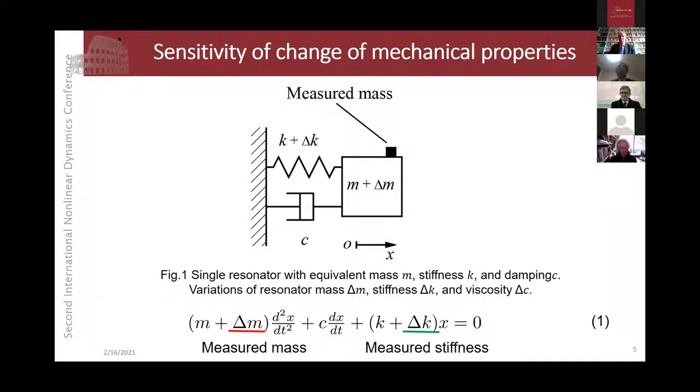Okay, let us consider the single degree of freedom resonator as in figure one, with mass M, viscous damping coefficient C, and stiffness K. When the mass or stiffness changes by delta M or delta K, respectively, the equation of motion is expressed as equation one. It's very easy.